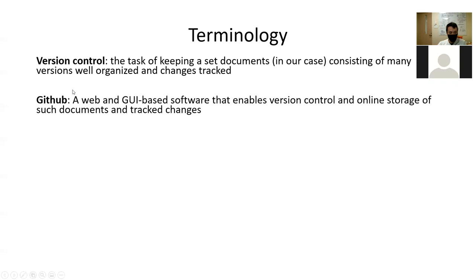GitHub is a web and GUI-based software that basically enables such version control, and those files and those track changes are stored online in the cloud. That's the web part of it, similar to how Dropbox has its cloud storage as well as the web interface. And again, it's for these documents and track changes.